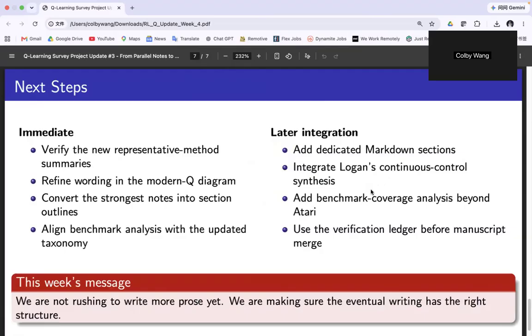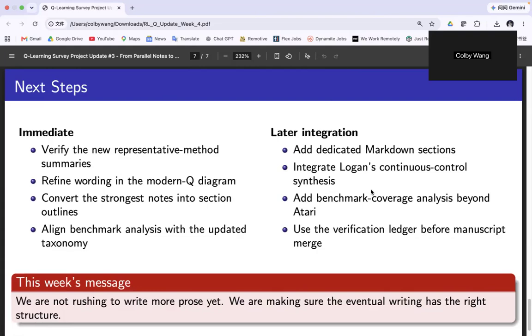Finally, the next steps. The next step is still not to rush into final manuscript prose. First, we need to verify the new summaries and make sure the mechanism labels are accurate. We also need to refine the diagram wording so it stays readable at paper scale. Then the strongest pieces can be converted into more formal section outlines and eventually into dedicated markdown files in the draft pipeline. Logan's continuous control synthesis can become a deeper technical subsection. The benchmark work can later become an Atari section plus a beyond-Atari section.